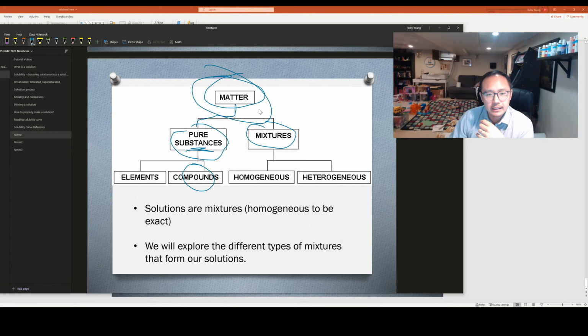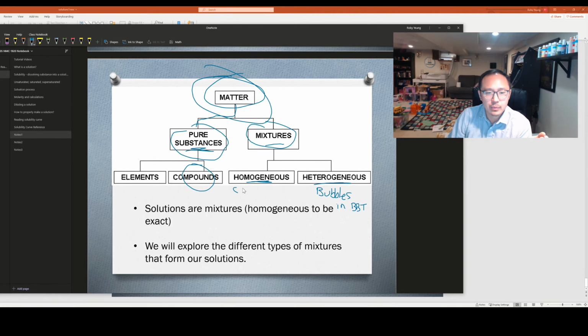When we look at the other side, mixtures, that's when you mix things in. So you have homogeneous and heterogeneous. So this one is just like the bubbles in bubble tea. You can separate it, or it's just like sand in water. Whereas homogeneous, you cannot separate it.